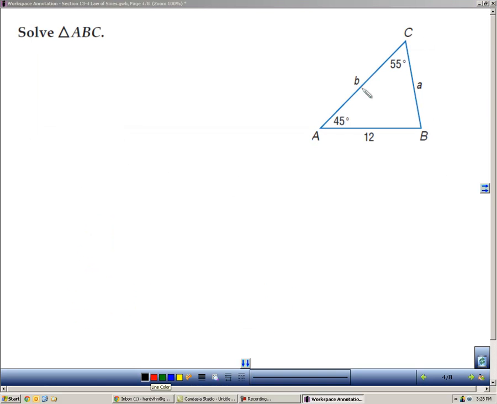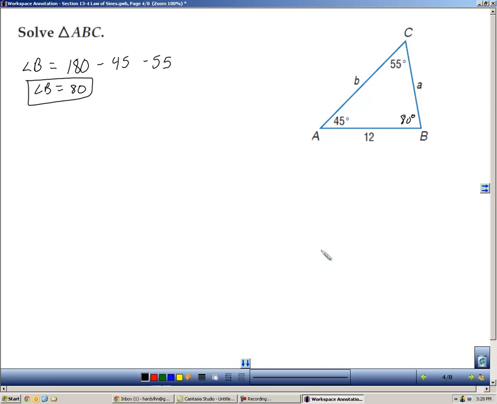So here we have a triangle ABC, and we want to solve this triangle, and we're going to use the law of sines to do that. Now the easiest thing to find in this triangle is angle B. We can find that because we know the measure of angle B has to add with the other two to be 180. So we can take 180 and subtract the 45 and the 55 and find out that angle B is 80 degrees. That's probably the easiest thing for us to find.